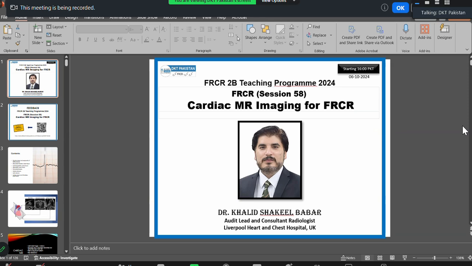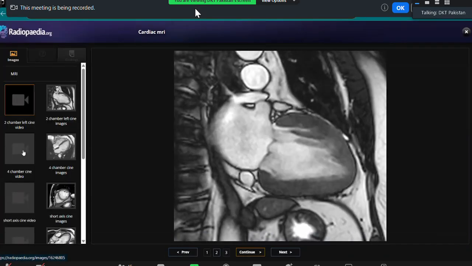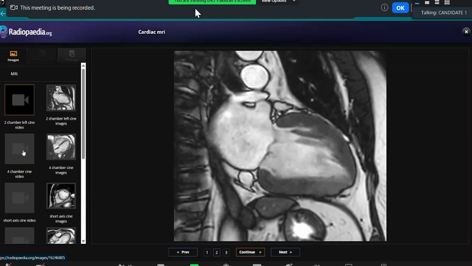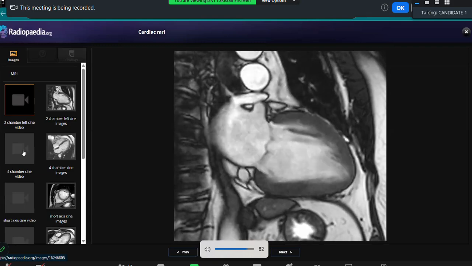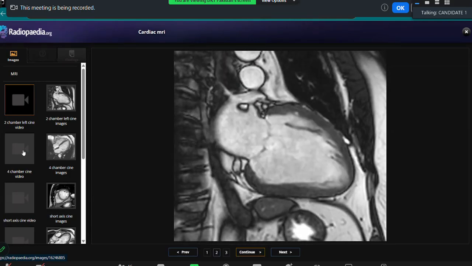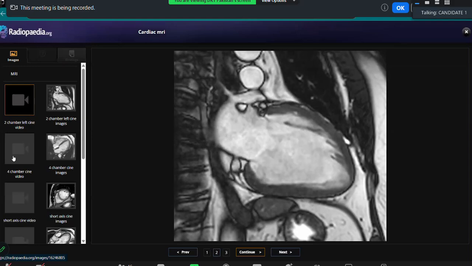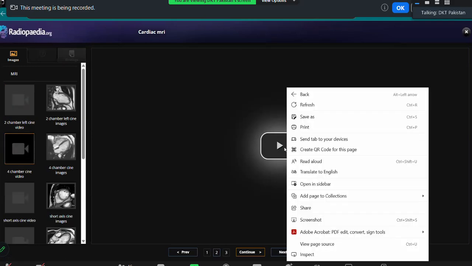Okay, we start with this case 2. Let me share the screen for you. Can you comment on that? Yes, on the sequence there is actually regurgitation from the bicuspid valve back into the left atrium, so there's a backflow of contrast into the left atrium representing mitral valve regurgitation, and I want to also see other views. Yeah, here's a view.